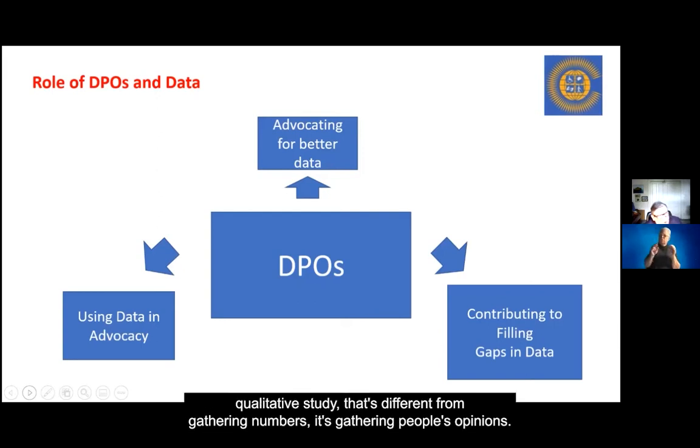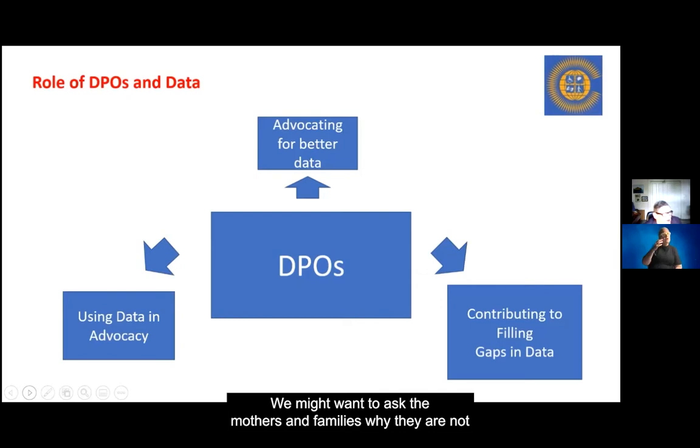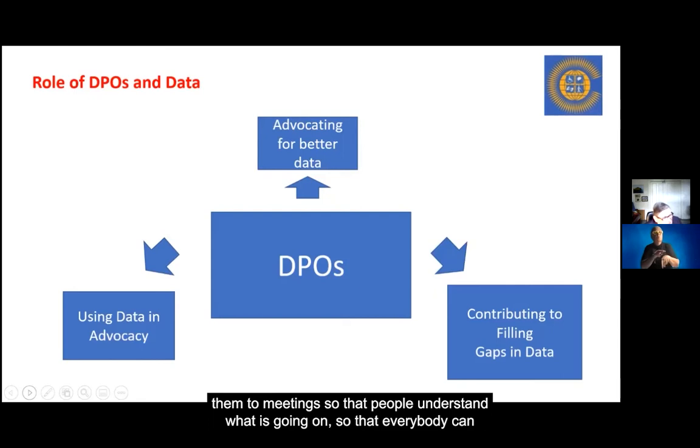We can do a qualitative study. That's different from gathering numbers. It's getting people's opinions. So we might want to ask the mothers and families why they're not sending the child to school and present that as data that the government needs to think about. So there are lots of different ways that DPOs need to be involved, and really there needs to be a subcommittee in a national DPO. There needs to be someone in each DPO who's keeping an eye on the figures and bringing them to meetings so people understand what's going on. So everybody can use data in their advocacy when they go on the local radio, papers, local television. These figures catch in people's minds if people have them.